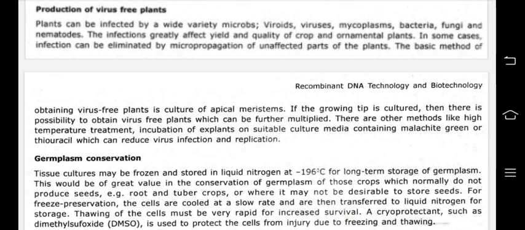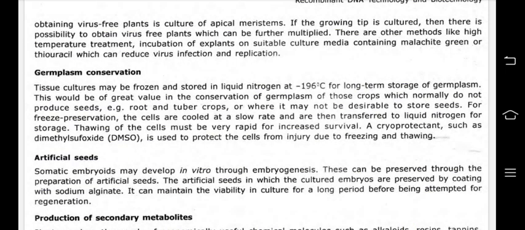The basic method of obtaining virus-free plants is culture of apical meristems. If the growing tip is cultured, then there is a possibility to obtain virus-free plants, which can be further multiplied. There are other methods like high temperature treatment, or incubation of explants on suitable culture media containing malachite green or thiourea, which can reduce virus infection and replication.